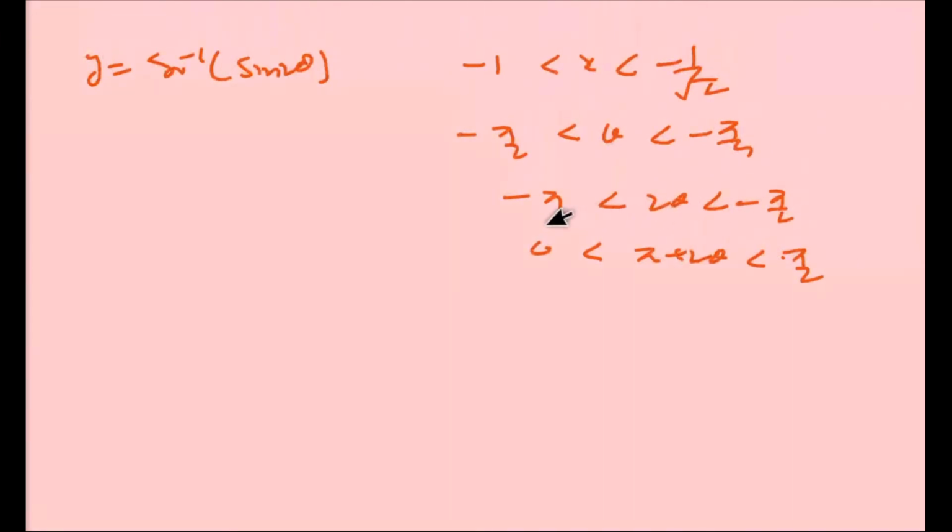What we get here, adding pi here, pi plus 2 theta, minus pi by 2 less than theta less than minus pi by 4. Now multiplied by 2 we get minus pi less than 2 theta less than minus pi by 2. Now adding pi here we get 0 less than pi plus 2 theta less than, adding pi we get here pi by 2. So we can check here.